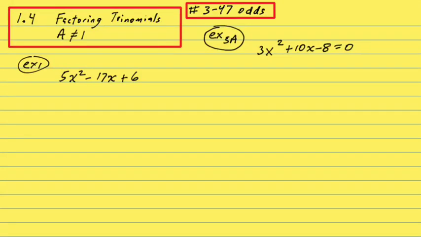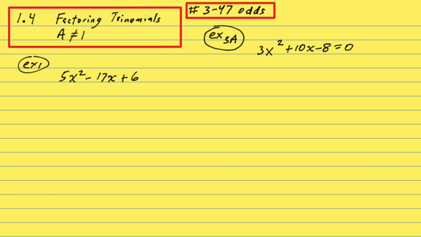Okay, this is 1.4, excuse me, in Algebra 2 Honors. We're now going to factor trinomials when a is not a 1. I'm going to do a couple examples, and then we'll do some out of the assignment, 3 to 47 odds.